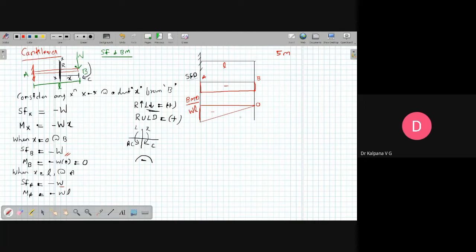So for a point load, the shear force diagram will always be a rectangle and the bending moment diagram will be a triangle. For the other distributed loads, we'll see one by one. Can I move to the next one? Cantilever with some UDL.